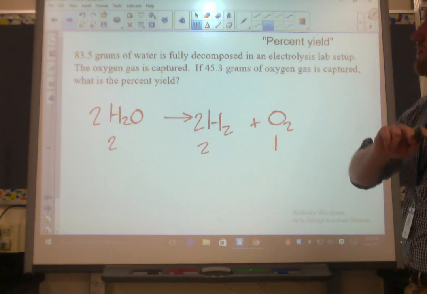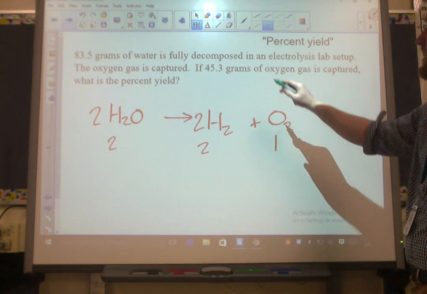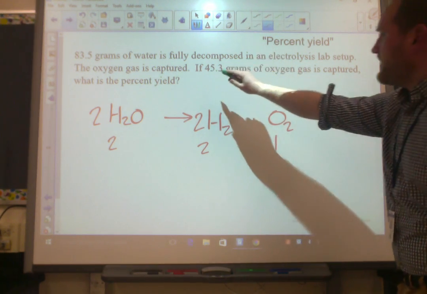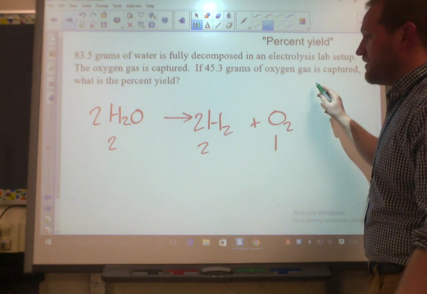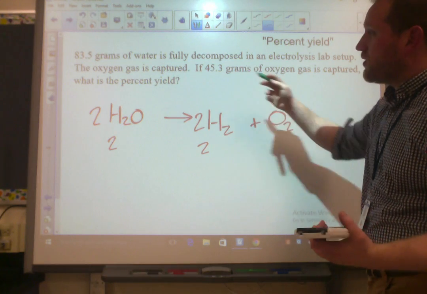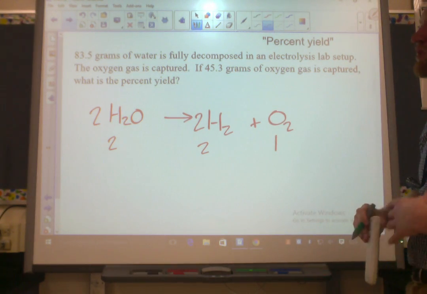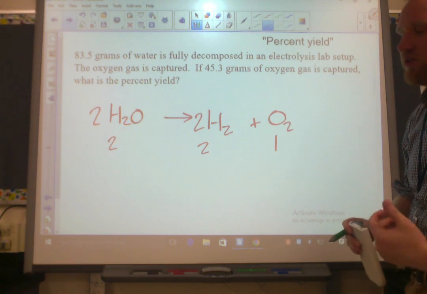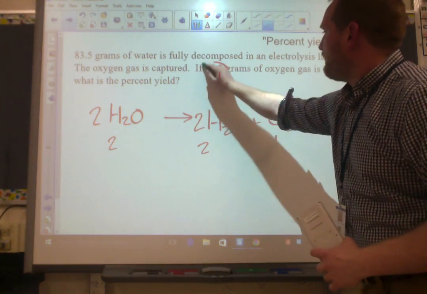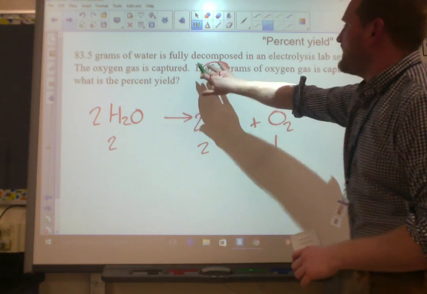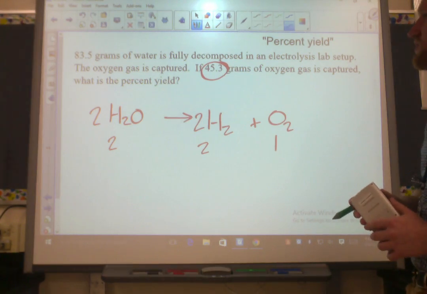So I tell you how many grams of water fully decomposed. I tell you the oxygen gas is captured. And here I tell you if 45.3 grams of oxygen gas is captured, actually during the experiment, what's the percent yield? So what we need to do is figure out how much you should have gotten. That's your theoretical yield. We're then going to get that and compare it to the 45.3 grams. So we're going to set that off to the side for now. Let's work out the theoretical yield first.